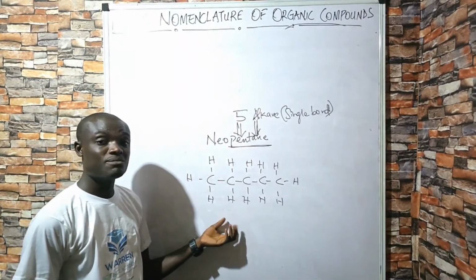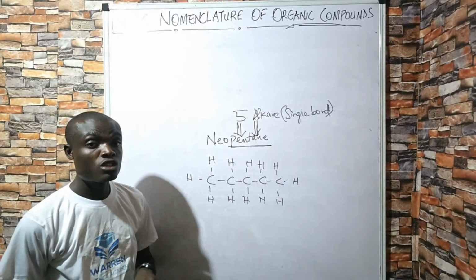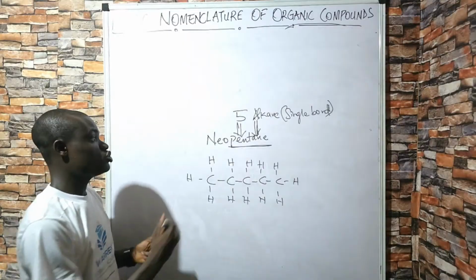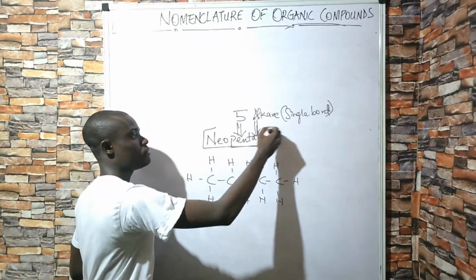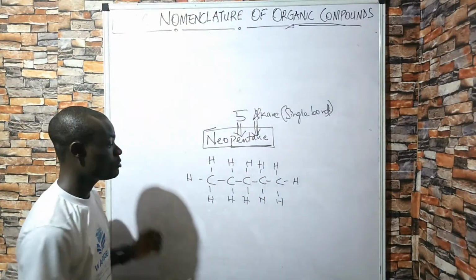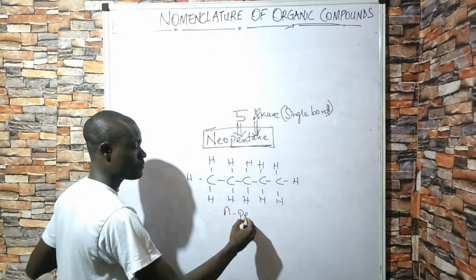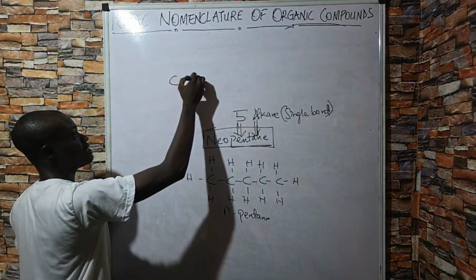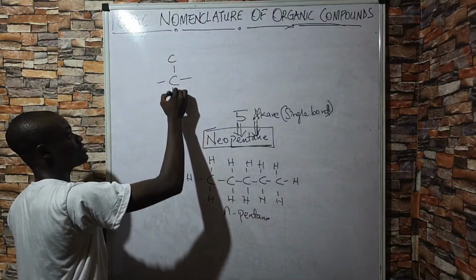So pentane can be in different isomers. There are so many isomers. But the real pentane is what we refer to as normal pentane. Some people write it as n-pentane. Pentane can also be in this form. Now look at this form.